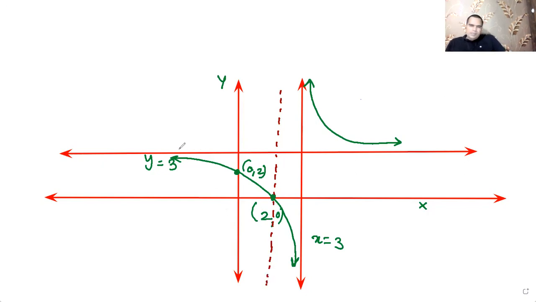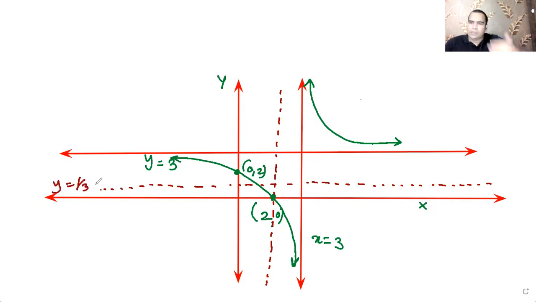Now, you can see that y equals 3 is the horizontal asymptote. When you have y equals 3 as the horizontal asymptote, the reciprocal, I mean y equals 1 upon f(x), will have a reciprocal at y equals 1/3. So let's say I'm assuming approximately this is y equals 1/3. So the horizontal asymptote for the reciprocal function will become 1/3.